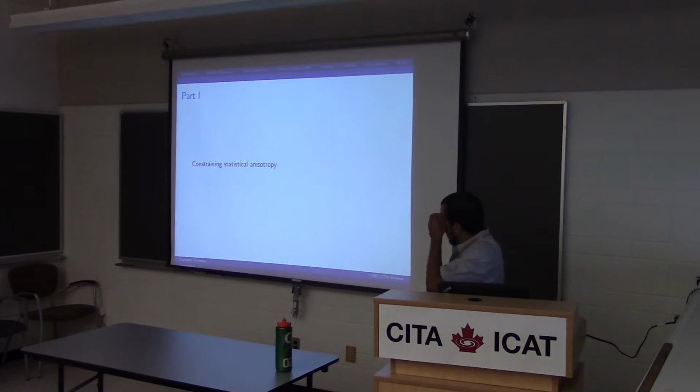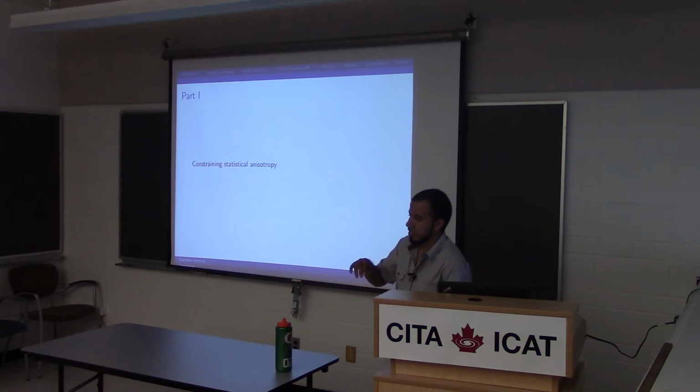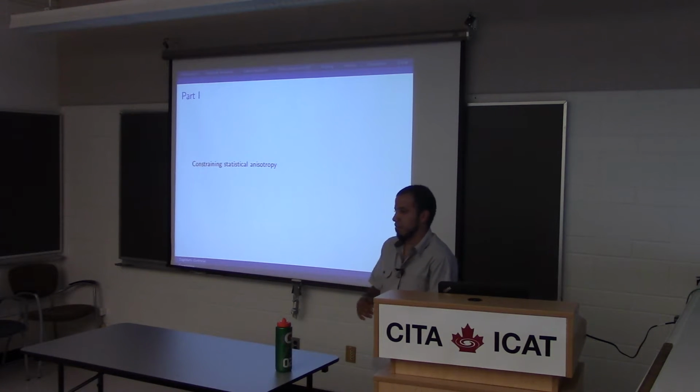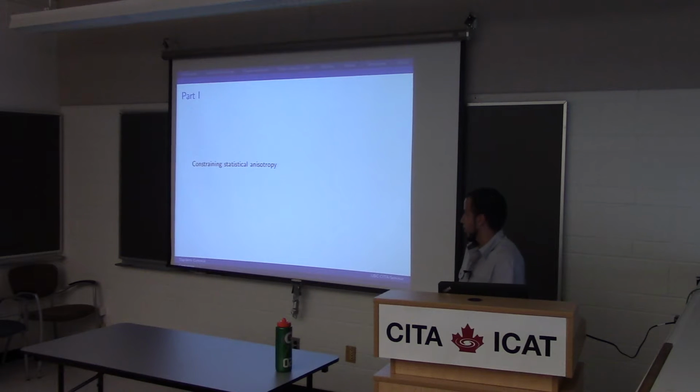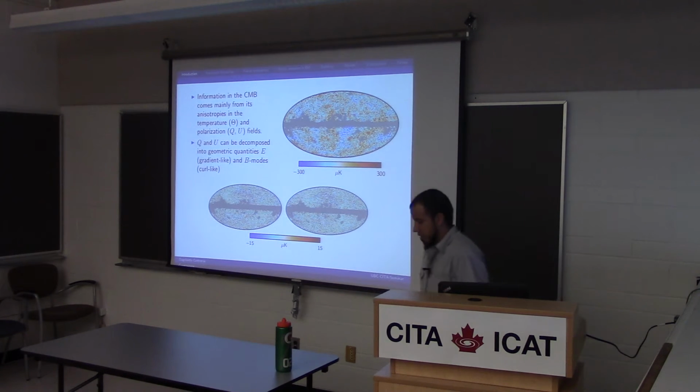So this talk is going to be split up into two parts. The first part is going to be concerning statistical anisotropy and something to do with CMB anomalies that you may have heard about, specifically dipole modulation. So just a crash course into the CMB.